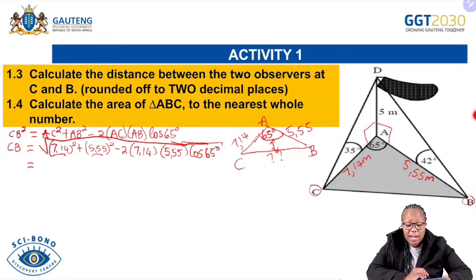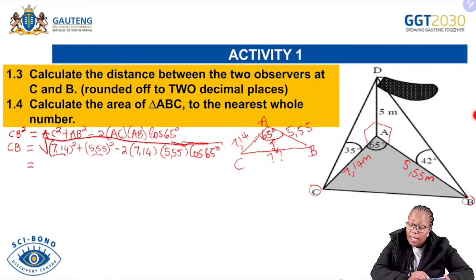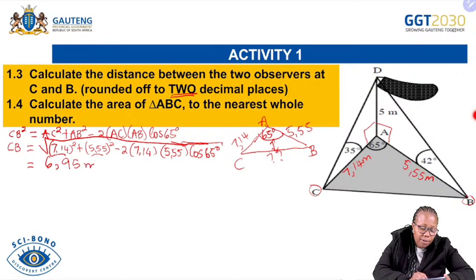And then you take everything into your calculator, and then this will be giving us how much? 6,95. And then they say round it to the nearest, oh, this one is 2 decimal, sorry. So the rounding off is correct, 6,95 meters for that particular 1.3 question.